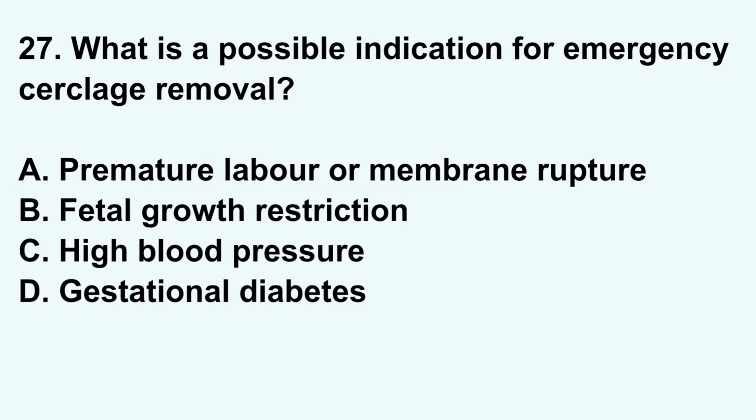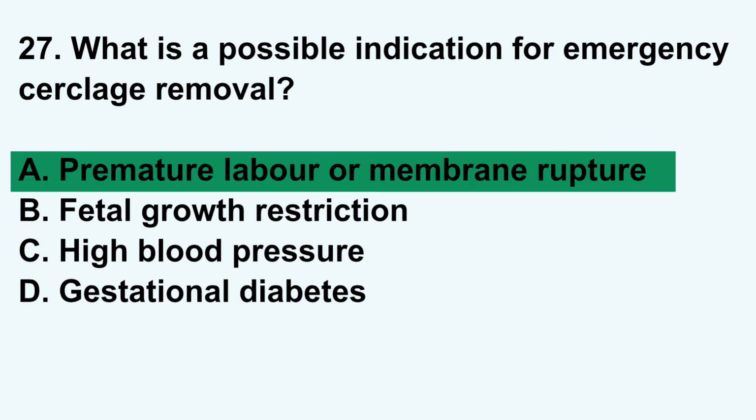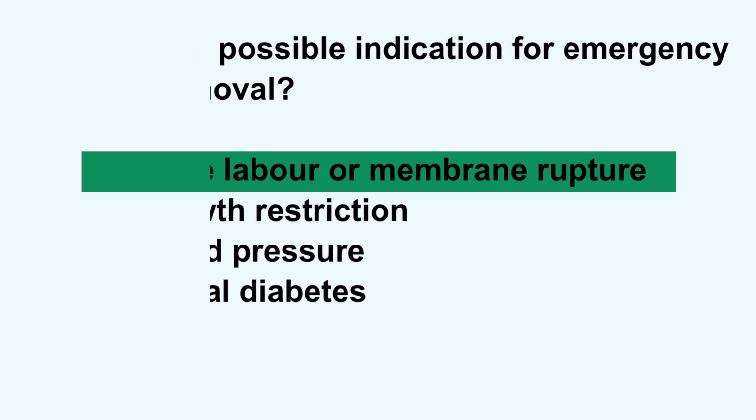What is a possible indication for emergency cerclage removal? A. Premature labor or membrane rupture. B. Fetal growth restriction. C. High blood pressure. D. Gestational diabetes. Correct answer, A. Premature labor or membrane rupture.